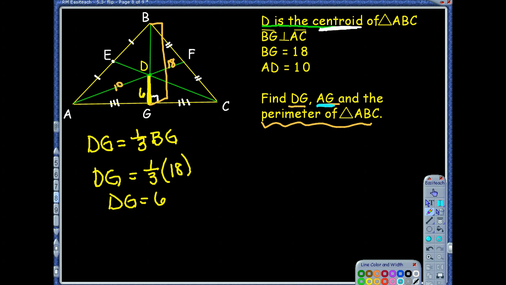So now next we're looking at AG. I'm looking at AG, and AG is not on a median. It's a part of the side of a triangle.